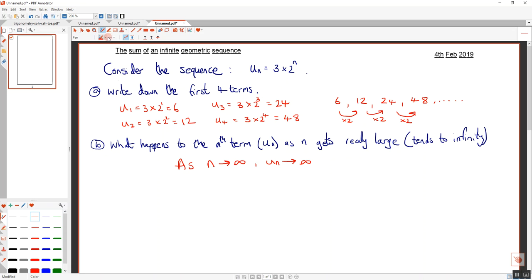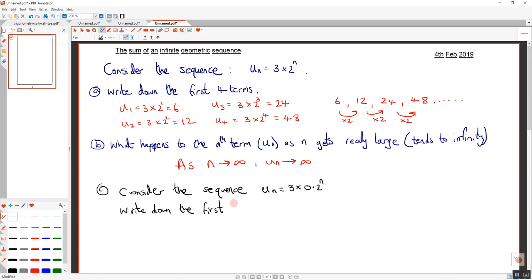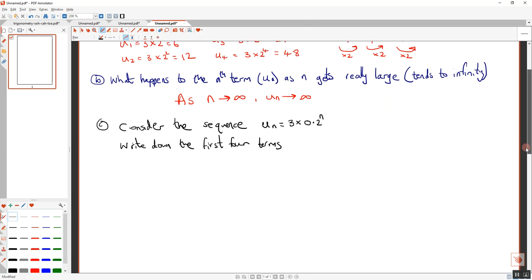Okay, so what happens then if I change this? Let's slightly alter it and say we'll consider the sequence Un equals, let's say, 3 multiplied by 0.2 to the n. Okay, same type of thing. Write down the first 4 terms. And then B, is that okay if I put it down to there?